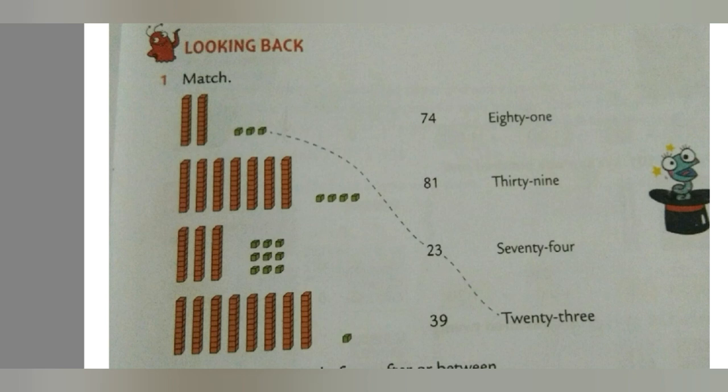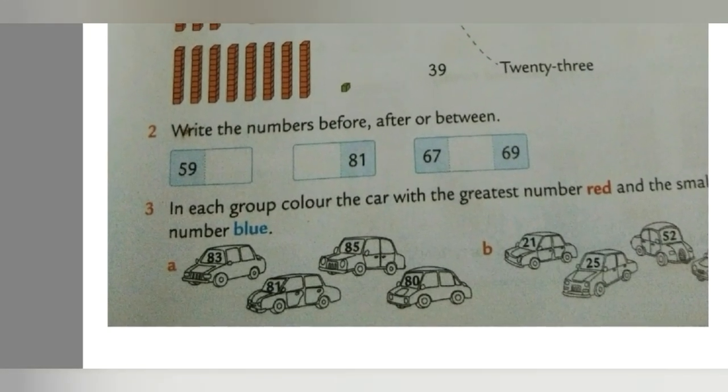Let's check out the next one. 10, 20, 30, 40, 50, 60, 70. 70, and how many green boxes are there? 4. That means it becomes 74. 74 is here and now you have to match the number with its number name. Number names you have already learnt in grade 1. You can revise it once more. Now try doing the next one yourself. We move on to the next question.